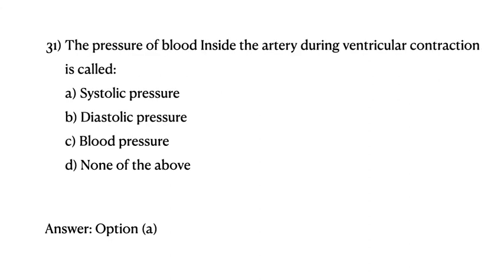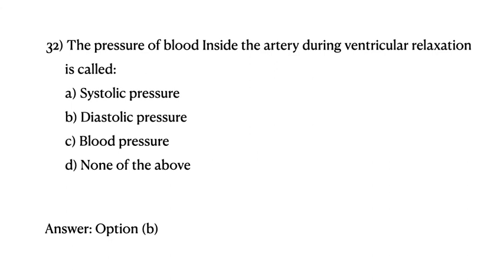Question number 31. The pressure of blood inside the artery during ventricular contraction is called option A systolic pressure, option B diastolic pressure, option C blood pressure, option D none of the above. Now children, whenever we talk about systolic pressure, it is the pressure of blood inside the arteries during ventricular contraction, means when the ventricles contract. So at that time the pressure inside the artery is called systolic pressure. So here option A is the correct answer.